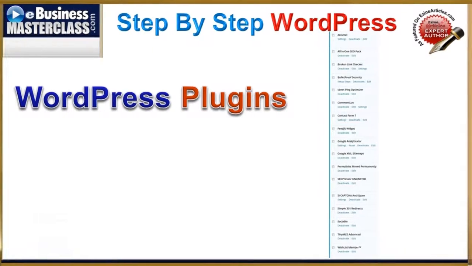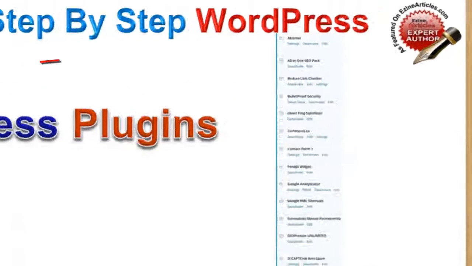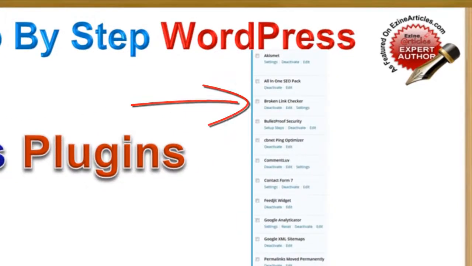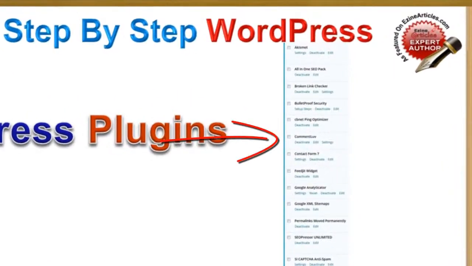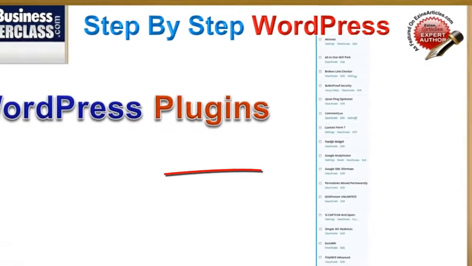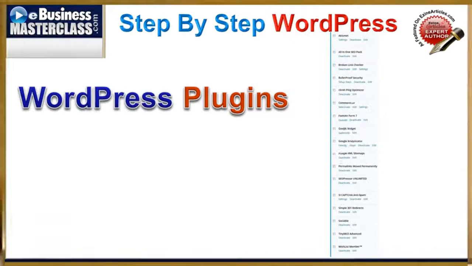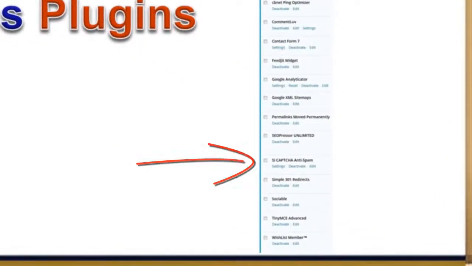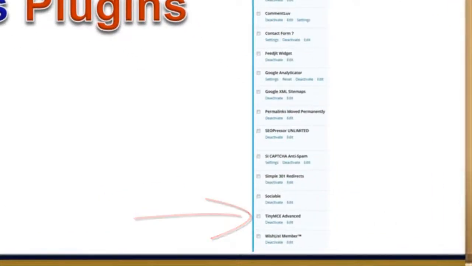Here's a quick look at the plugins list. Some of these plugins don't take much to set up at all, while others happen to take us a few minutes. The plugins in this list are the Akismet plugin, the All-in-One SEO Pack, Broken Link Checker, Bulletproof Security, CBNet Ping Optimizer, Comment Love, Contact Form 7, the Feedsit widget, Google Analyticator, Google XML Sitemaps, Permalinks Moved Permanently, SEO Pressure Unlimited, SciCaptcha Anti-Spam, Simple 301 Redirects, Sociable, TinyMCE Advanced, and Wishlist Member.